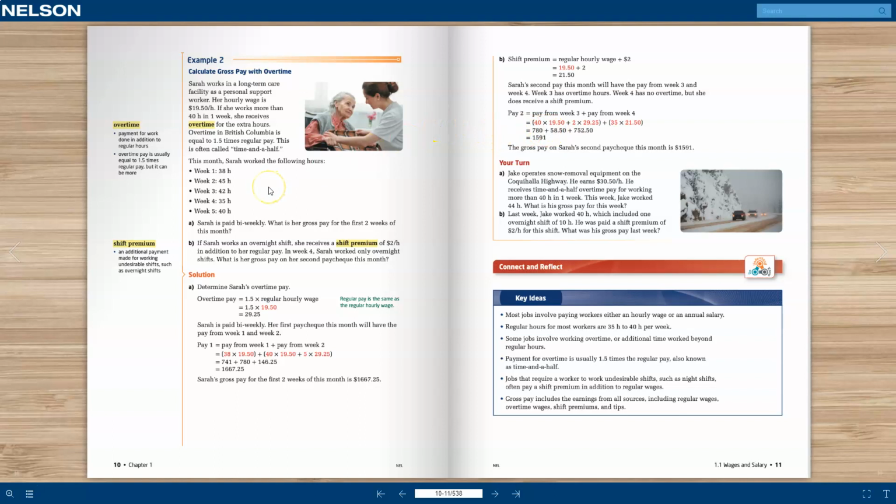Hourly wage, overtime, salary, shift premium, double time. Hopefully those terms make sense, and hopefully it's pretty straightforward how to calculate income or gross pay, either through salary, overtime, hourly wage, or a combination of all of the above. Okay, so that's it for 1.1. We'll finish off chapter 3 probably tomorrow, and we'll introduce the project on Friday as well.